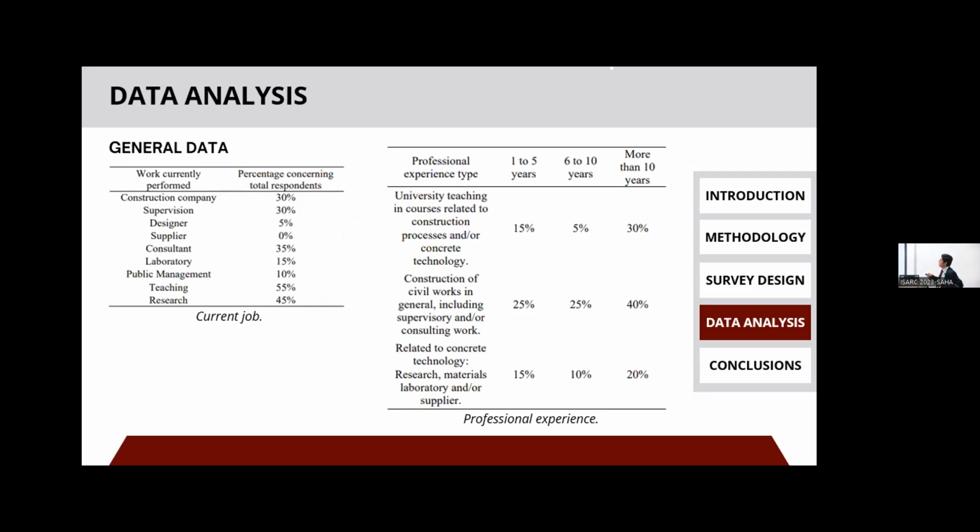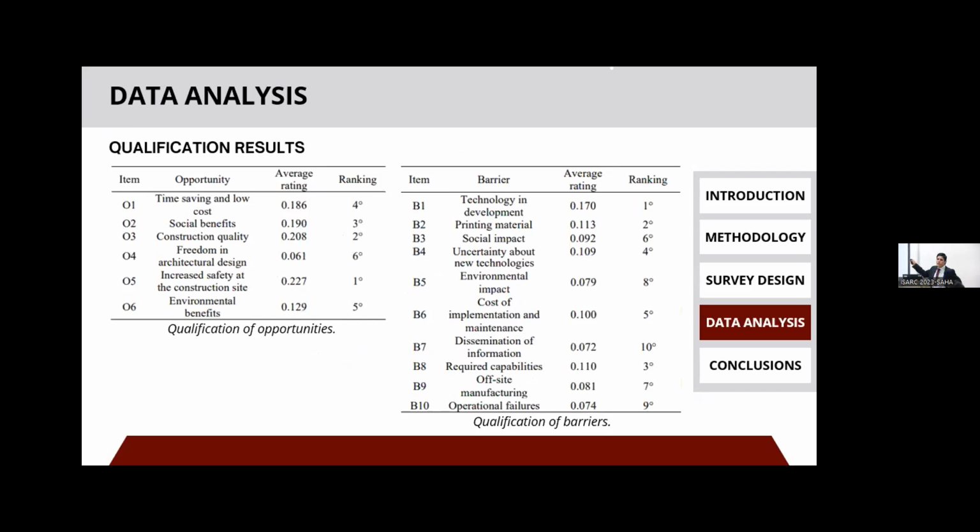We also looked at what the 20 professionals currently do, and the professional experience type, meaning whether the professional is a teacher, or is related to construction or civil works, or to concrete technology, meaning laboratory. And the most important slide is here, the ranking that shows the average rating of the opportunities and barriers. We noticed that the most important opportunity is that this technology increases safety at the construction site. And the most important barrier is that this technology is still in development for us.